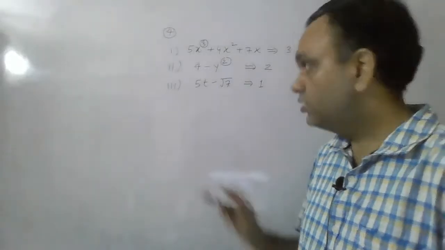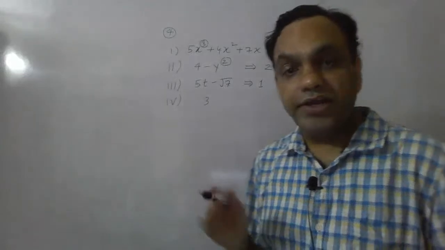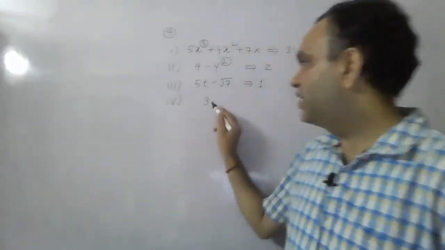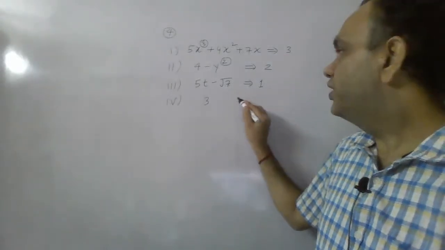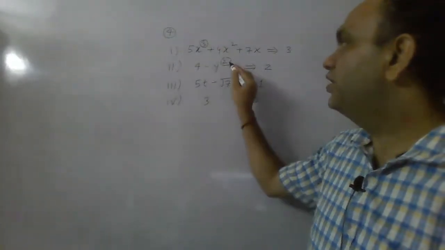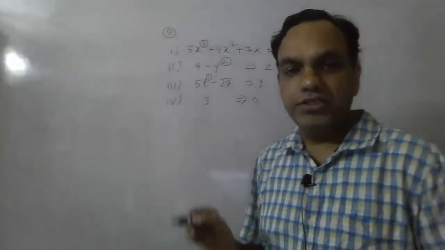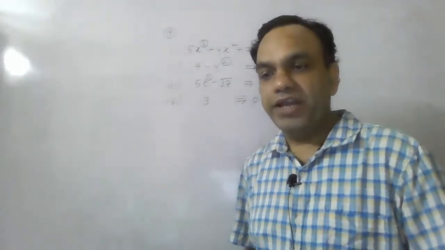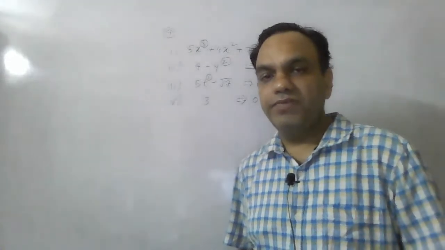Next, fourth. Here only a constant is given. There are no variables. So whenever a constant is given, by default the variable power is 0. So here the highest degree is 0. Here the highest power is 3, 2, 1, and here nothing is present. So by default it is 0. So if you are able to understand it, please write in the chat window clear.